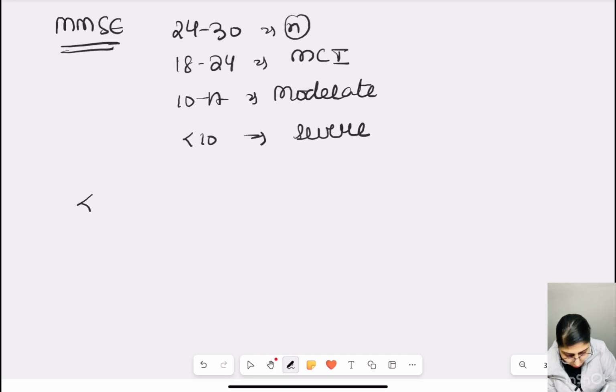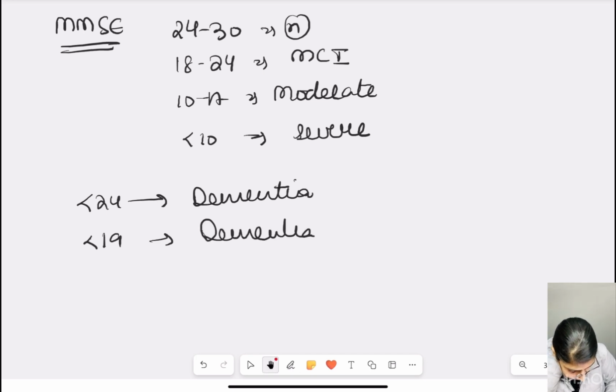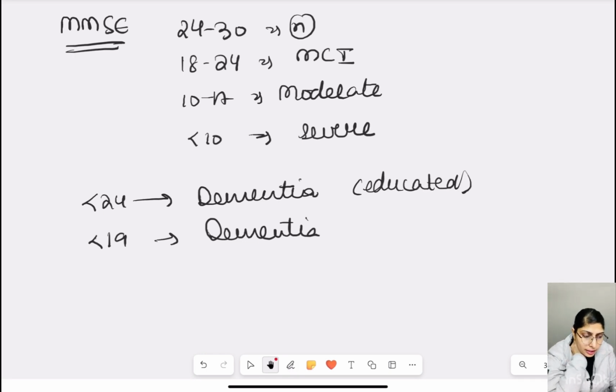Now, in educated people, less than 24 suggests dementia. But in people who have not studied till 7th standard, less than 19 is known as dementia. So we decrease the cutoff for them. This is for educated people, and this is for people who have not cleared their 7th standard exam. So this is the cutoff for MMSE, 24 and 19. Please try to remember this.